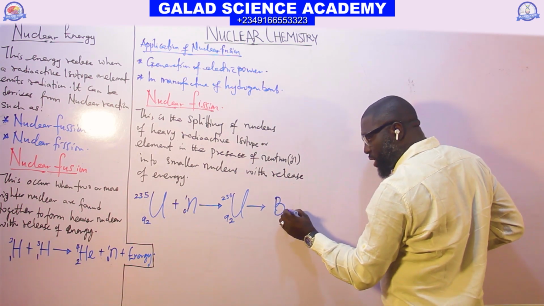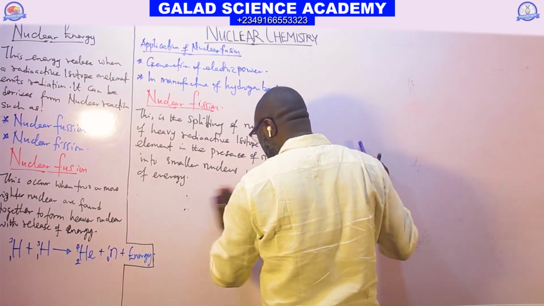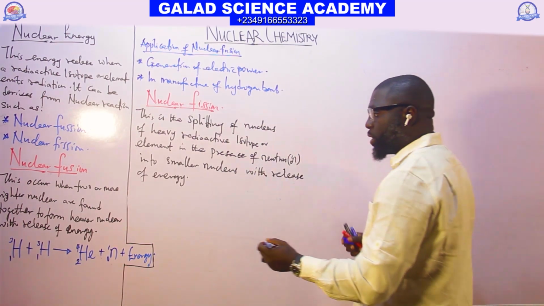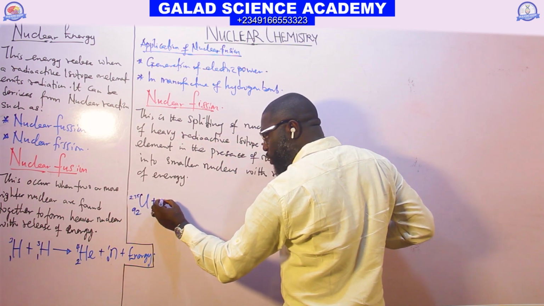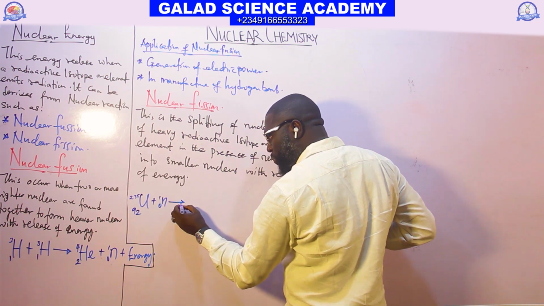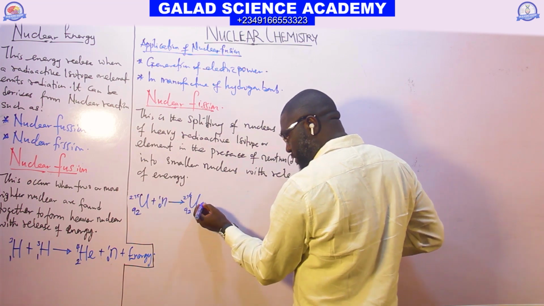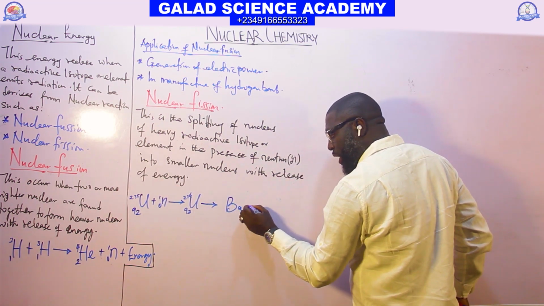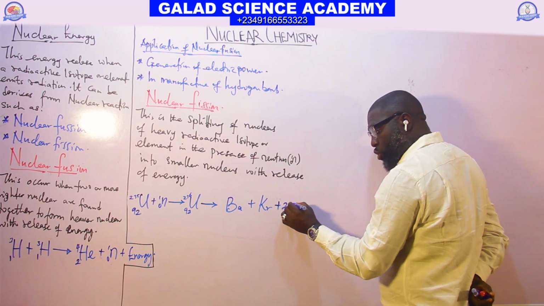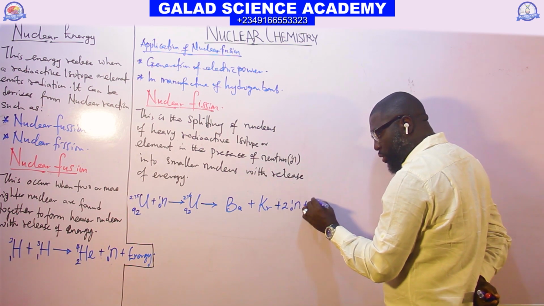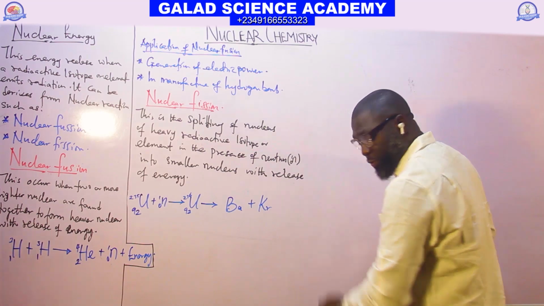Let me say, we have uranium-235 (92), bound with a neutron. This will give us uranium-236, an isotope of this. And this will later give us barium plus krypton plus 2 moles of neutron plus energy. This is what we call nuclear fission, splitting.